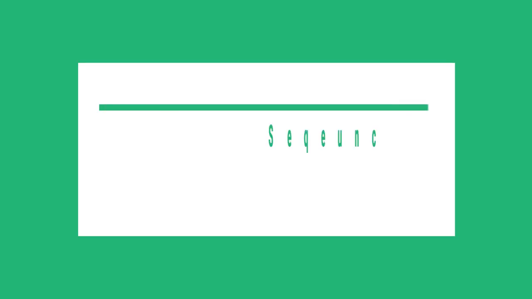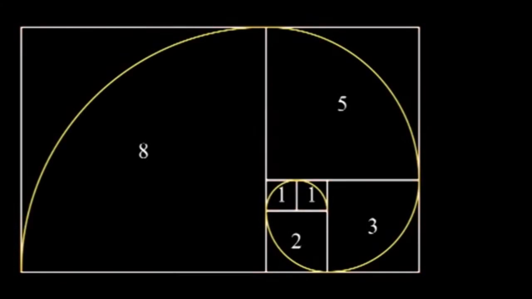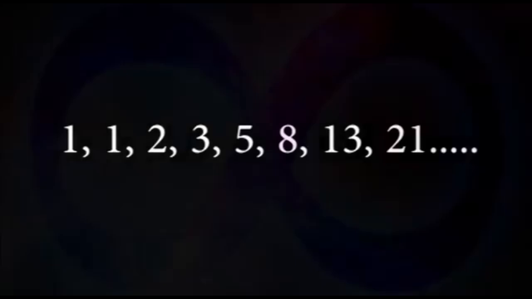Today, I'm here to share with you about the Fibonacci sequence and spiral. The Fibonacci sequence is a series of numbers that go from 1 to 1 to 2 to 3 to 5 to 8 and then to 13 and 21 and on and on. In fact, it will continue like that forever.